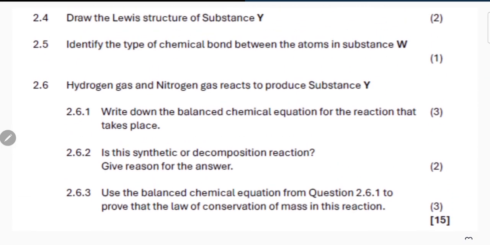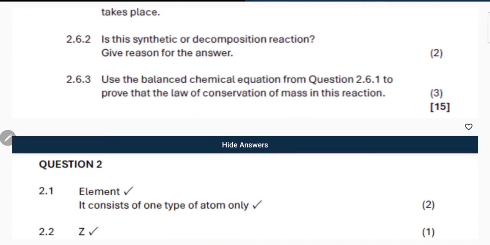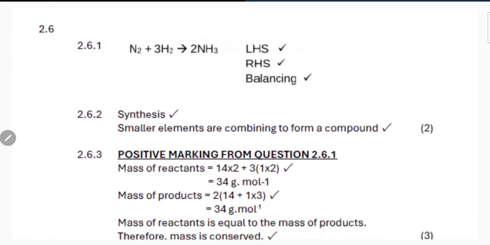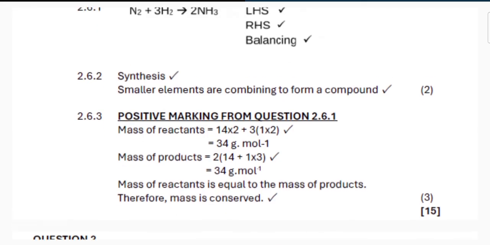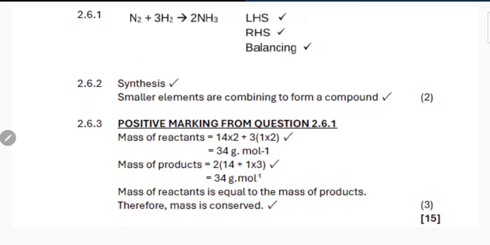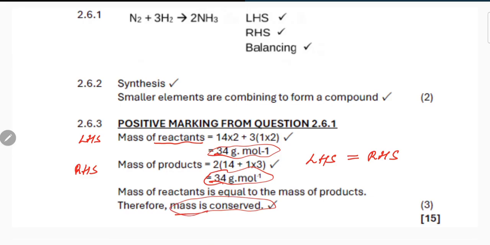So use a balanced chemical equation from 2.6.1 to prove that the law of conservation of mass is obeyed. So you count the mass of the left hand side and you compare it to the right hand side. So you do the left hand side, which is the reactants, and then the right hand side. Then you compare the two answers. So meaning left hand side is equal to right hand side. So the mass is conserved. This is how you're going to answer this question.